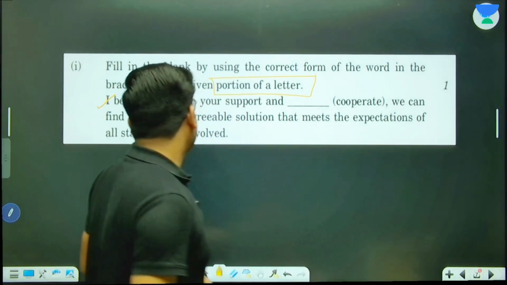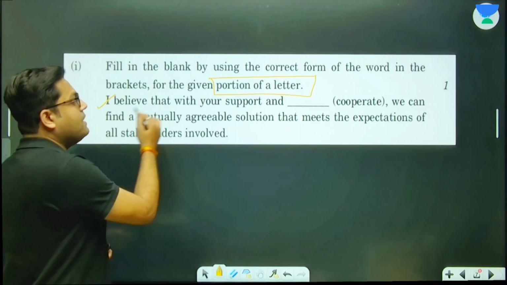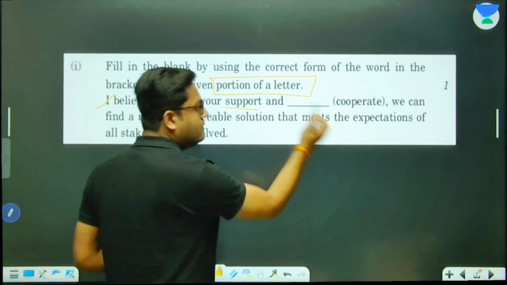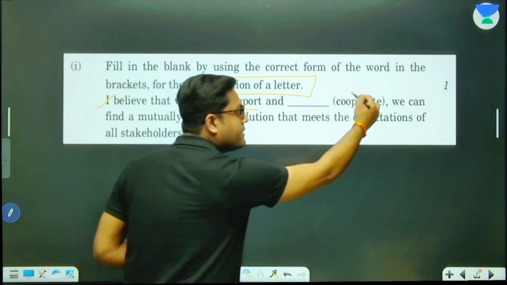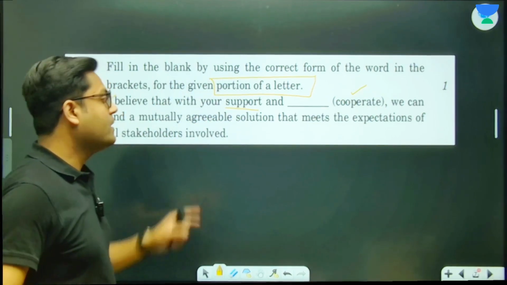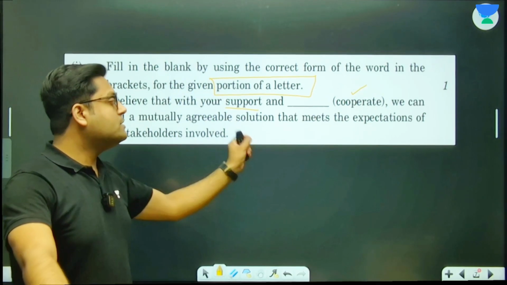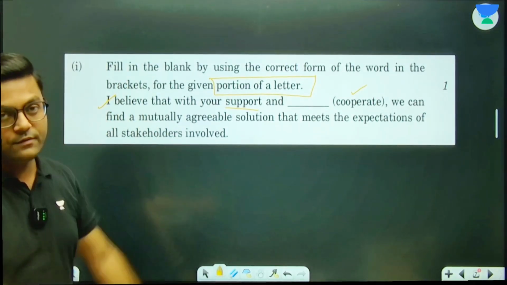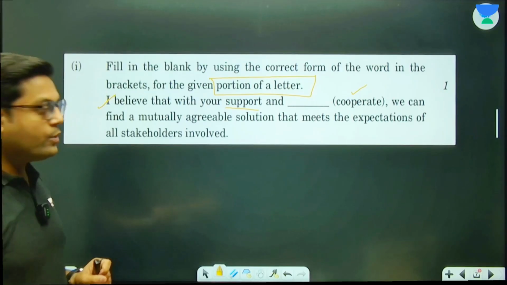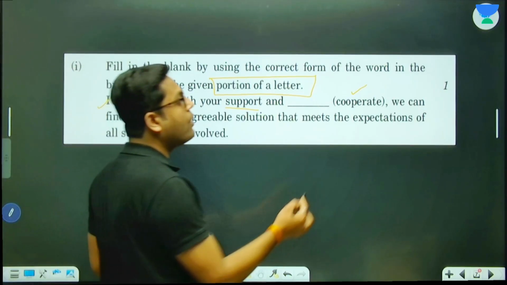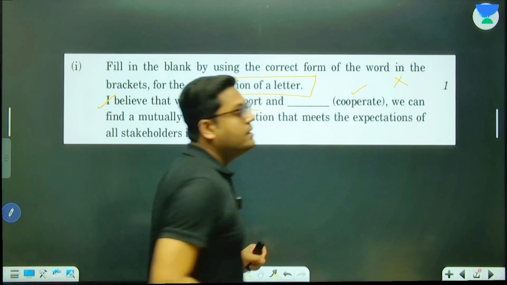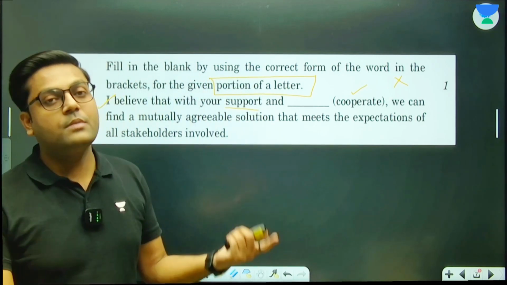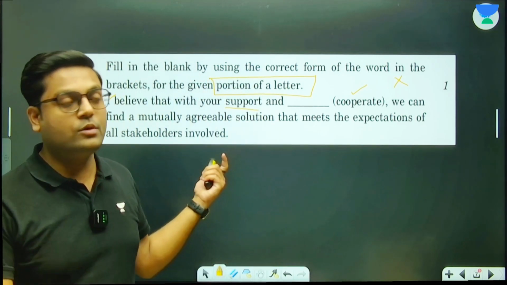All right, so the question is, "I believe that with your support and dash," and the verb given to you is cooperate, "we can find a mutually agreeable solution that meets the expectations of all stakeholders involved." Now, in this particular question, you need to understand this is not a question of tense, neither is it a question of some other topics which are given in your syllabus.